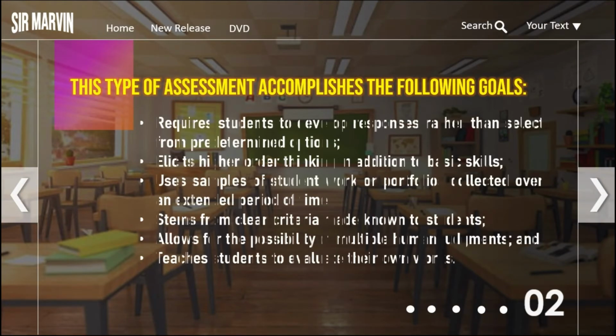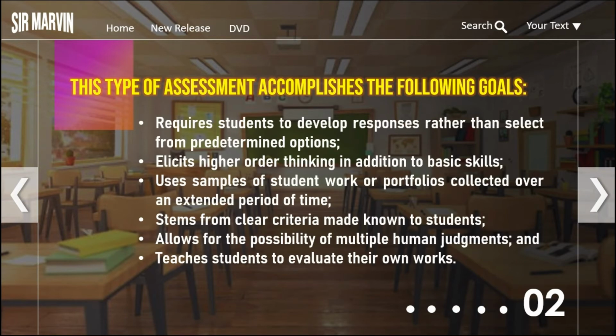This type of assessment accomplishes the following goals. Number one, it requires students to develop responses rather than select from predetermined options. So, ang ibig sabihin lang nito, okay, ang mga students na mismo ang bahalang mag-construct ng sarili nilang response or answer. Unlike sa traditional assessment wherein meron silang mga options. Okay, for example, multiple choice, matching type, meron sila mga options dun. Hindi na nila kailangan mag-construct ng sarili nilang response or answer. Unlike sa authentic assessment, nire-require na sila mismo yung mag-construct ng response nila.